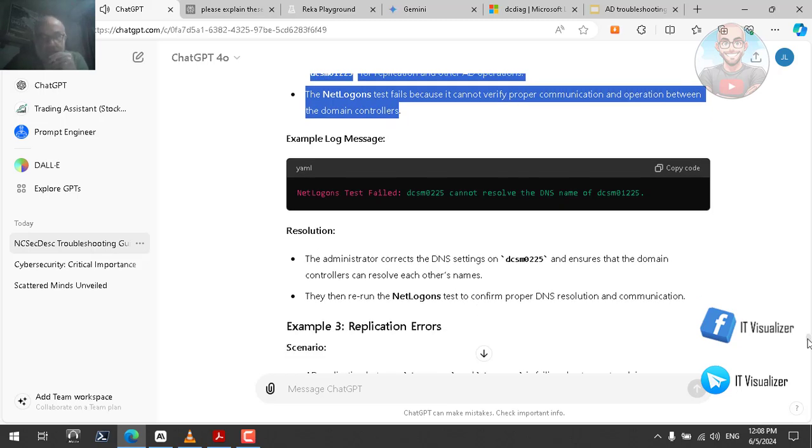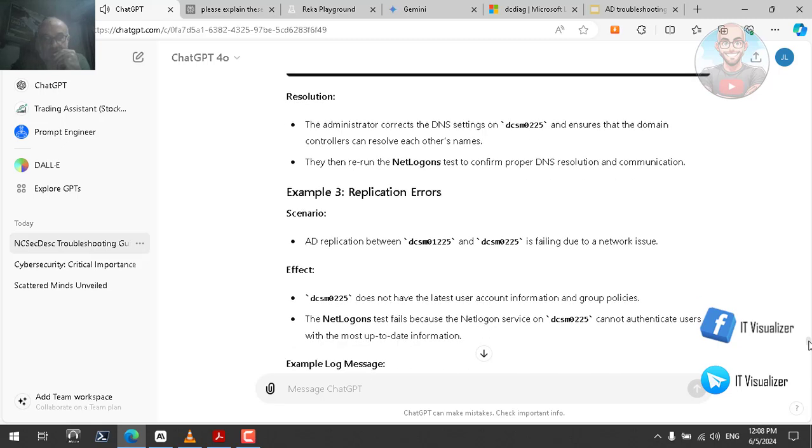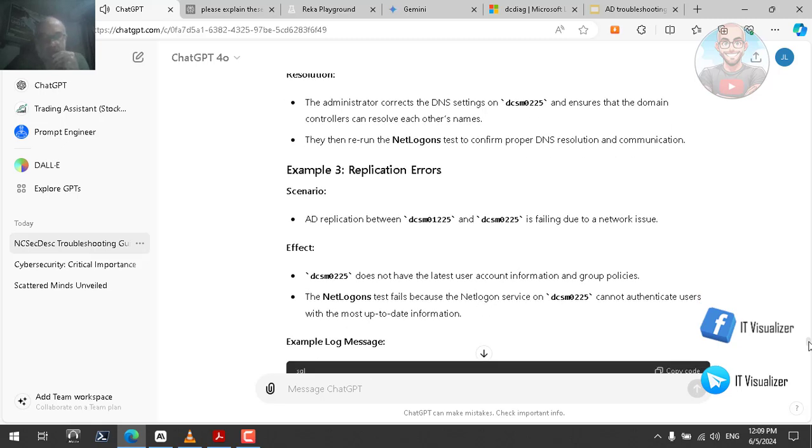Resolution: the administrator corrects the DNS settings on DCSM0225 and ensures that the domain controllers can resolve each other's names. They then rerun the Netlogon test to confirm proper DNS resolution and communication. Example 3: Replication errors. Scenario.